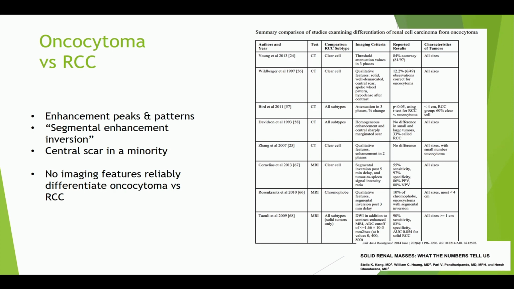In terms of enhancement pattern, oncocytomas have been reported to demonstrate a segmental inversion pattern in which the degree of enhancement reversed in the nephrographic phase at 120 to 180 seconds compared to the earlier corticomedullary phase at 30 to 40 seconds. But these findings have not been consistently reproducible. Furthermore, a central scar is present in the minority of cases. To date, there are no qualitative or quantitative imaging features that have been shown to reliably diagnose oncocytomas on CT or MRI.